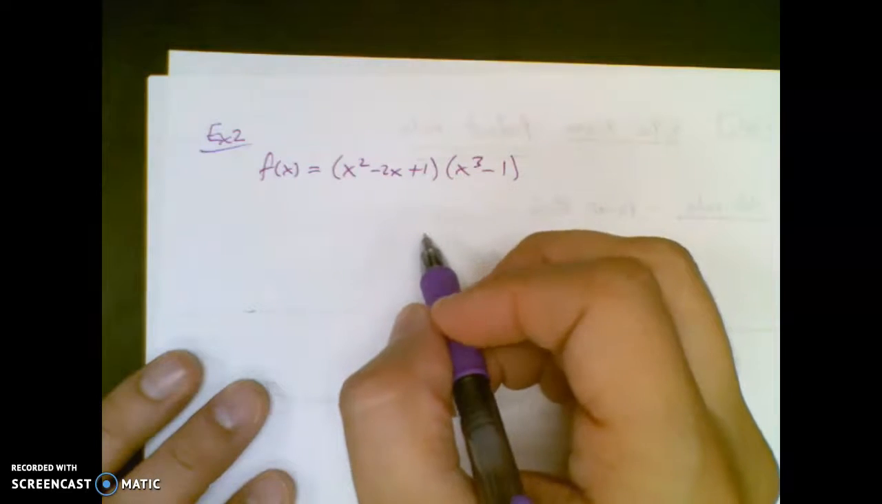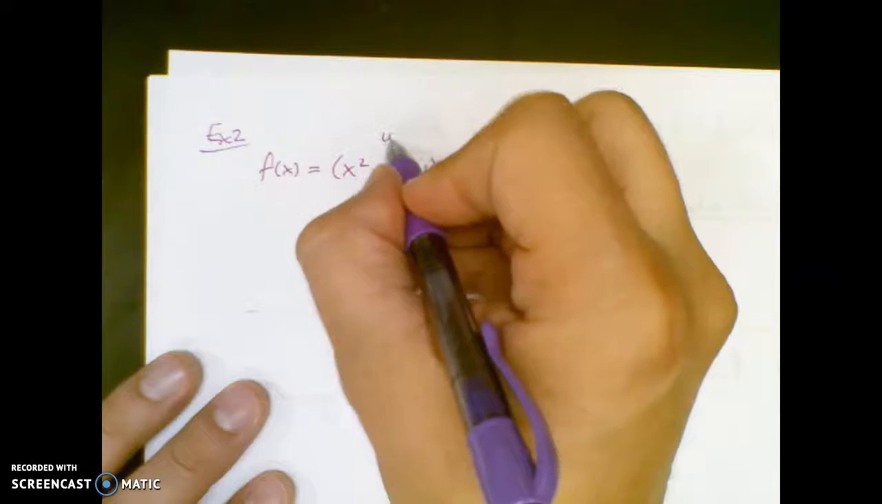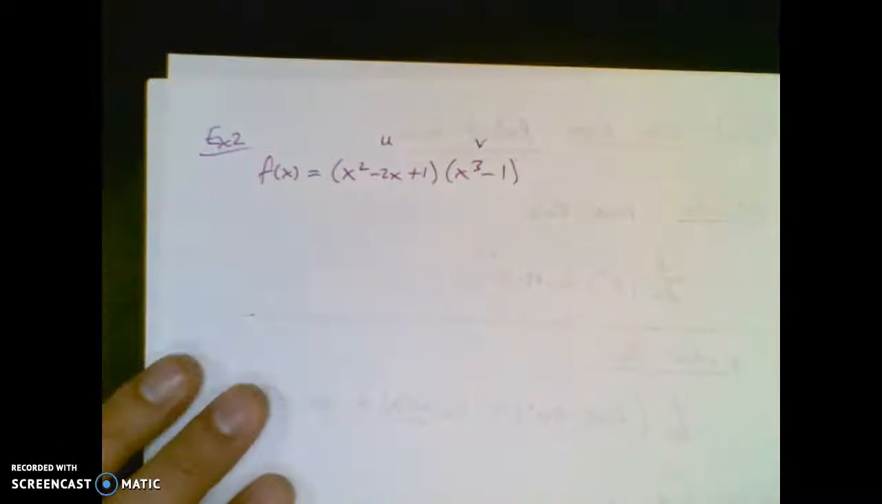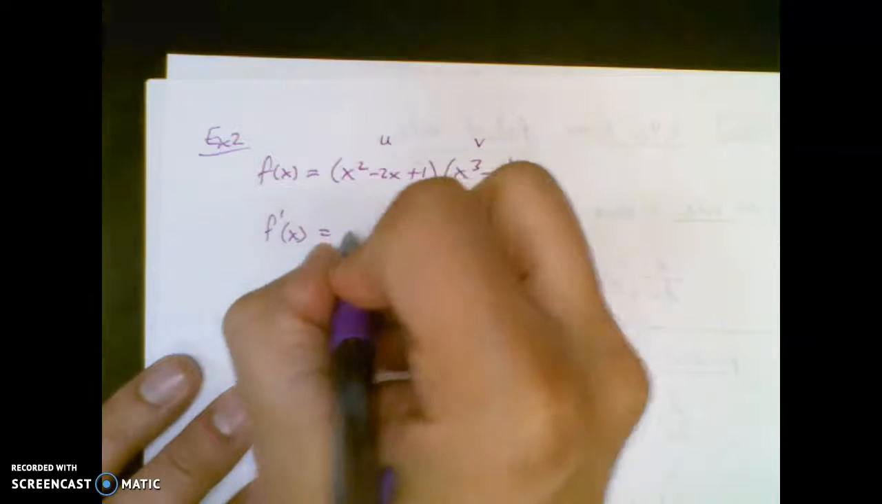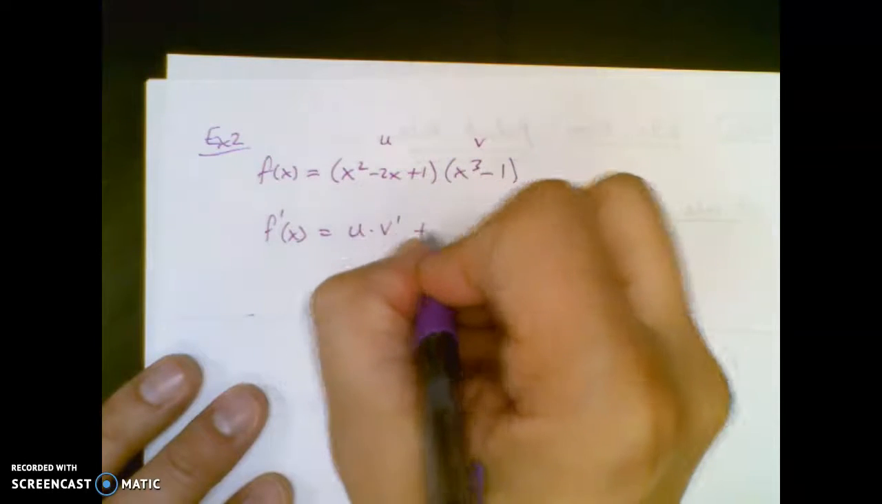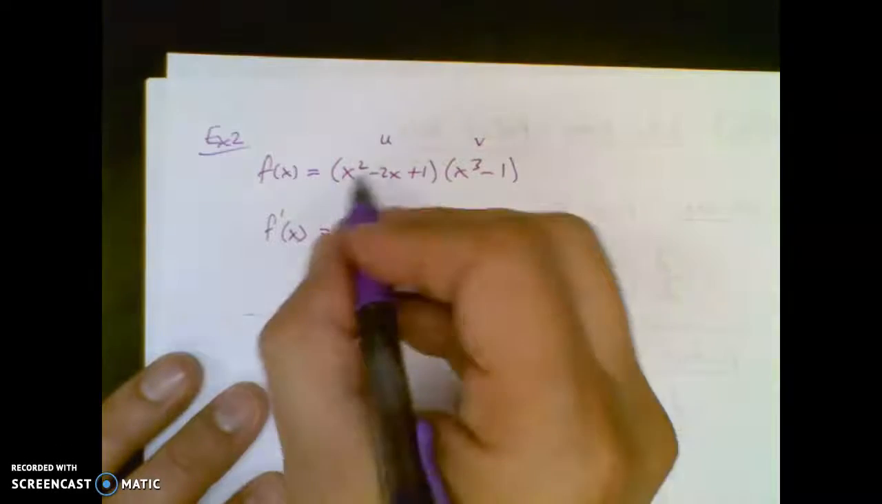So for this one, we're going to call this u and call this v. I'm just trying out both these things. So f prime of x would equal u times v prime plus v times u prime. Okay, so let's try that out.